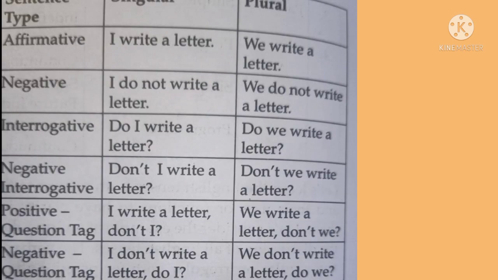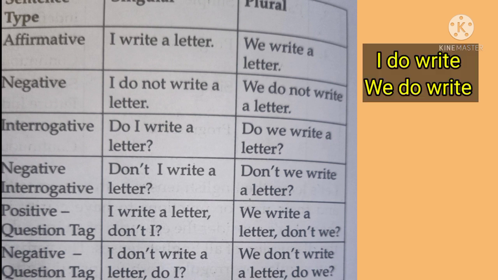Let's try to understand this with the help of a few examples. Look at the first example. It is an example of affirmative sentence. I write a letter, or its plural is we write a letter. Now, in this sentence, you do not find an auxiliary verb, but this sentence can also be written by using an auxiliary verb. For example, I do write a letter, which means I write a letter, or we do write a letter, which means we write a letter.